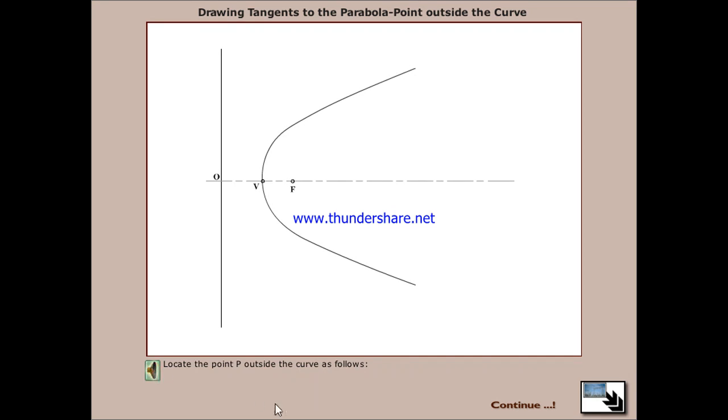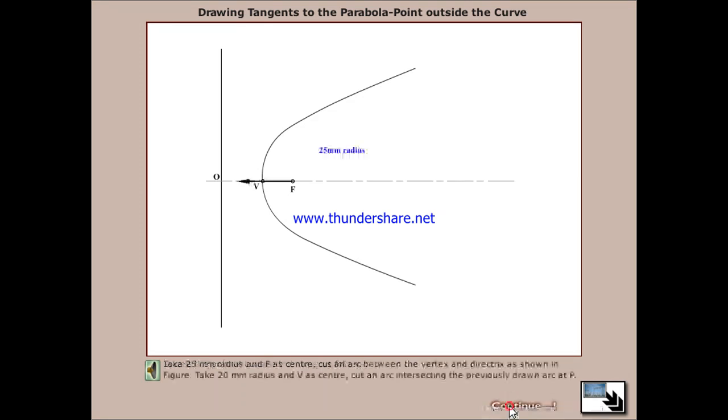Locate the point P outside the curve as follows. Take 25 millimeters radius and S as center, cut an arc between the vertex and directrix as shown in figure. Take 20 millimeter radius and V as center, cut an arc intersecting the previously drawn arc at P.